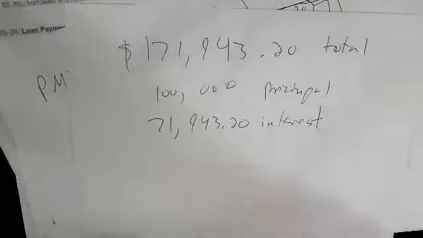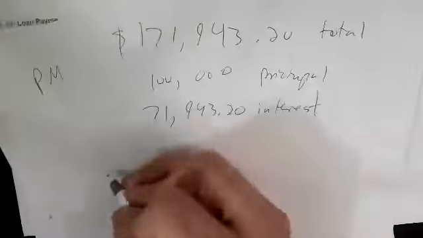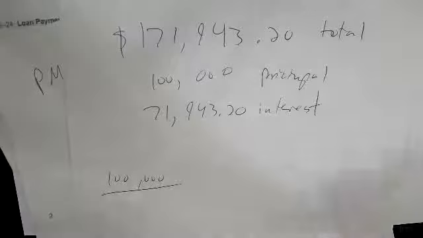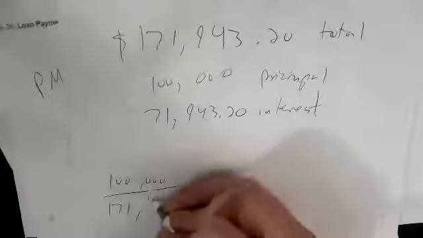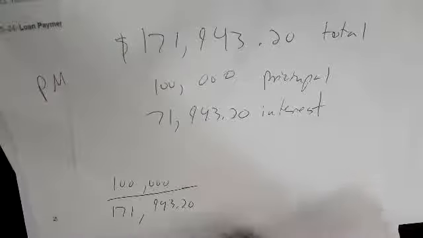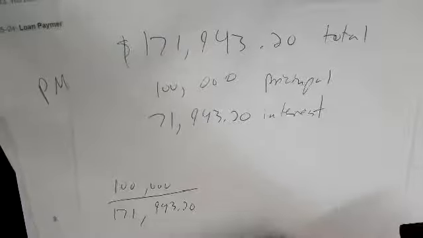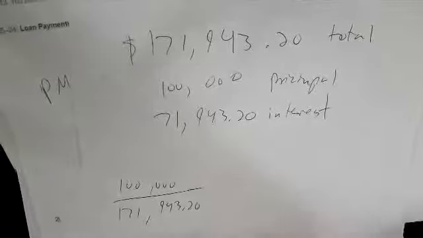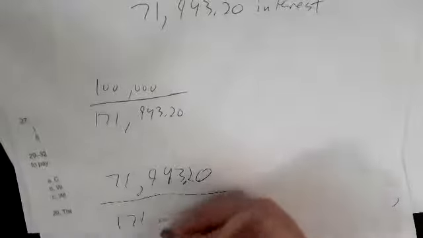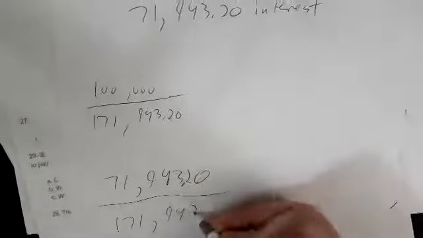In order to find the percentage, we have to divide these, right? So if I want to find the principal's percentage, I take 100,000 and I divide it by my total, which is the 171,943.20. And then if I want to know the interest percentage, I'm taking this 71,943.20, and dividing it by the total again, right?